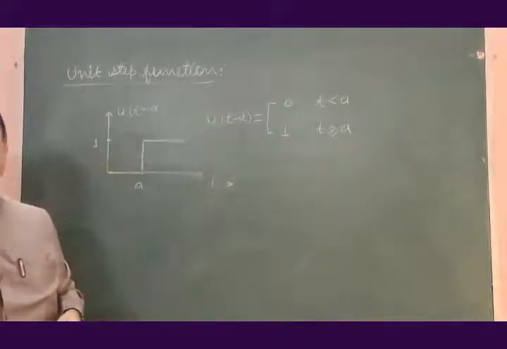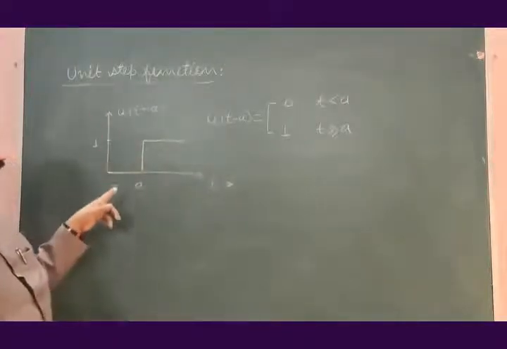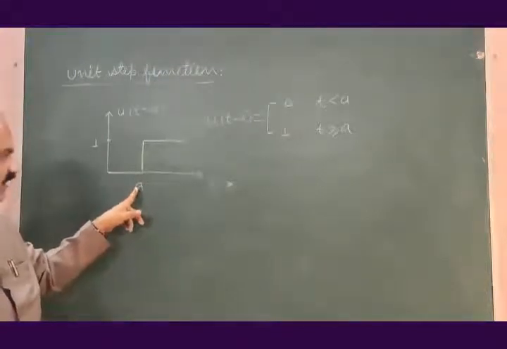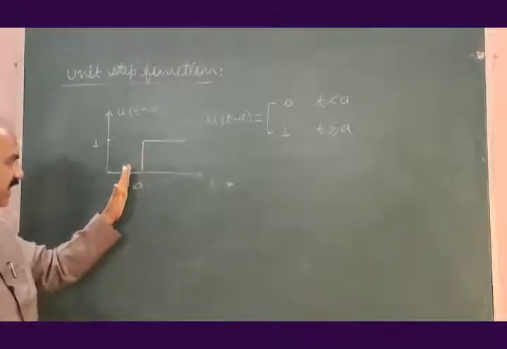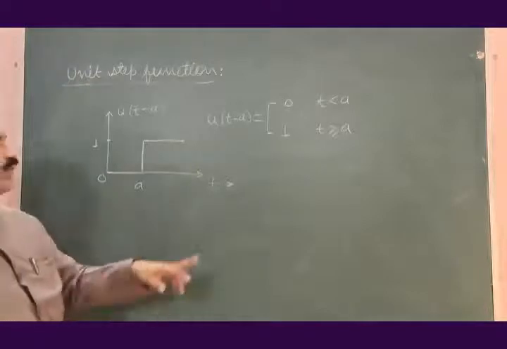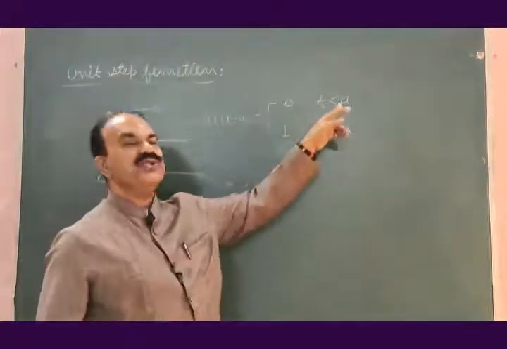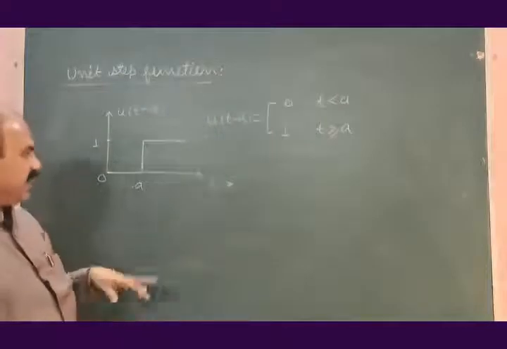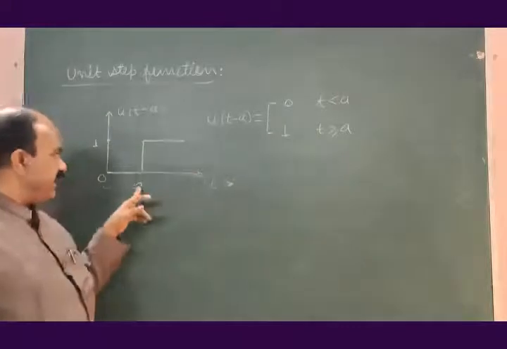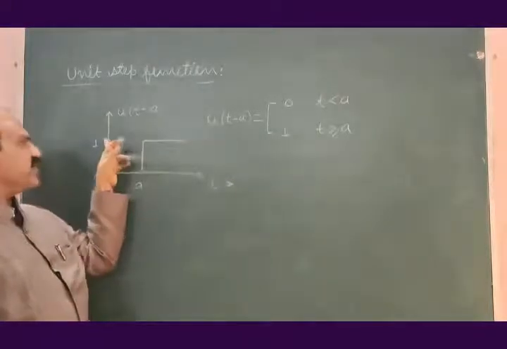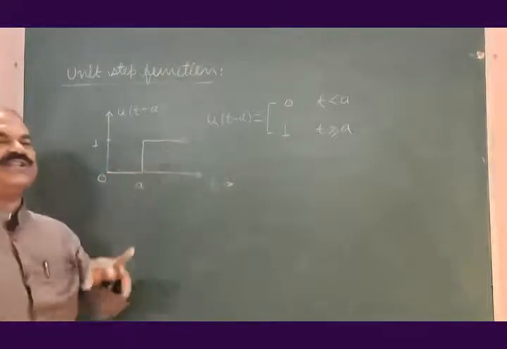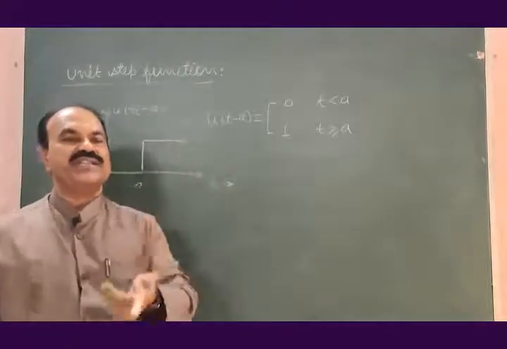U of t minus a is a function which is 0 for t less than a. So whenever t is smaller than a, we find the value of the function is 0. As soon as the value of t becomes equal to or greater than a, suddenly the function rises and becomes 1, or unity. Therefore, this function is known as the unit step function.